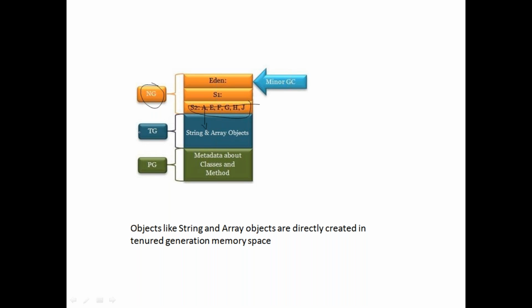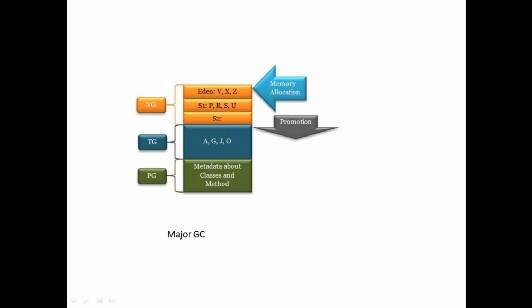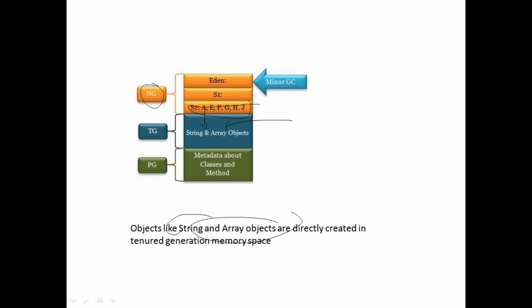One more thing you have to remember, Ajay: there will be some objects like strings and arrays that don't go through this process. They directly come to the old or tenured generation. That means constant variables will all directly come to the tenured generation, right? Yeah, strings and array objects. The other objects have to go through these spaces, but string and array objects need more space, so they directly come into the old generation.